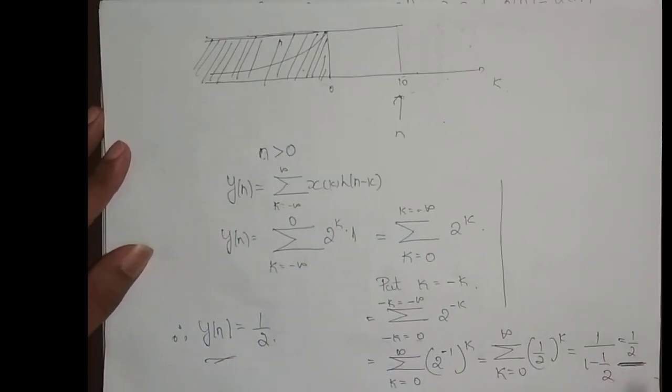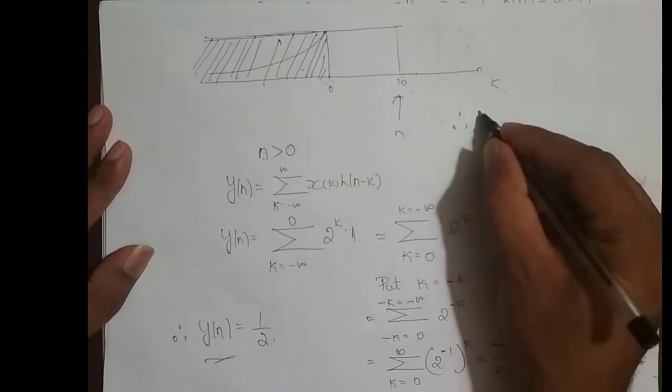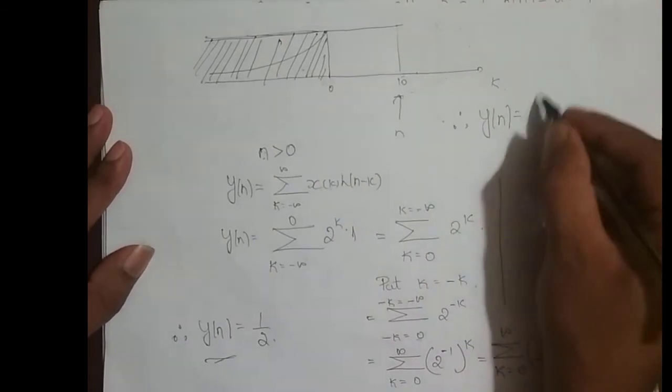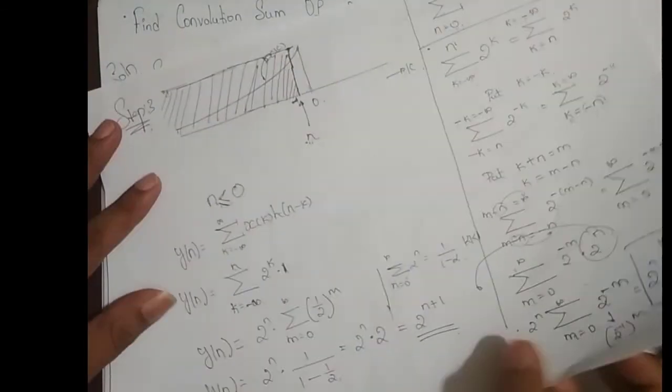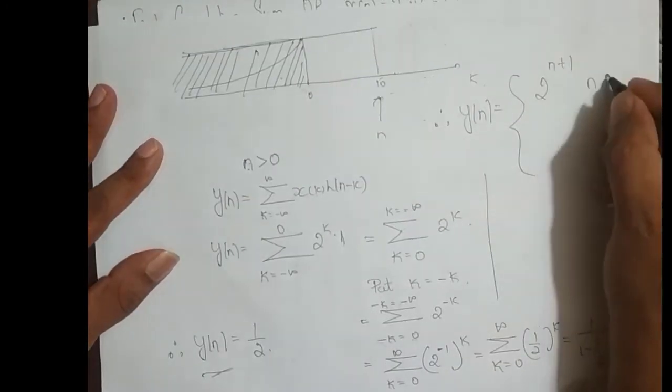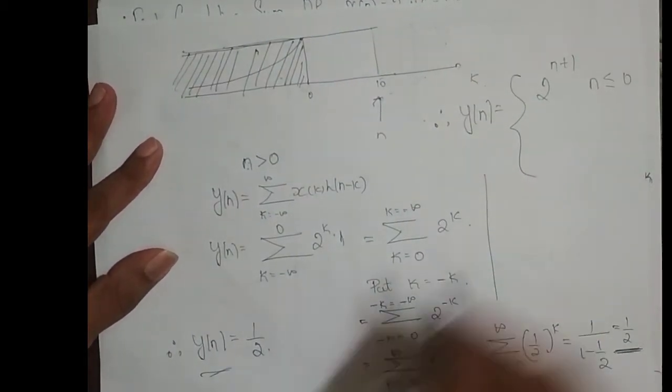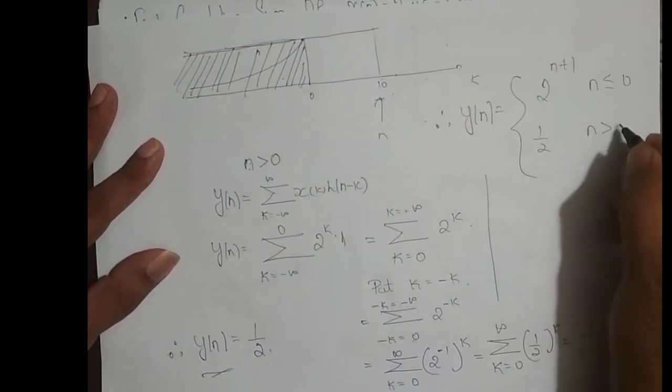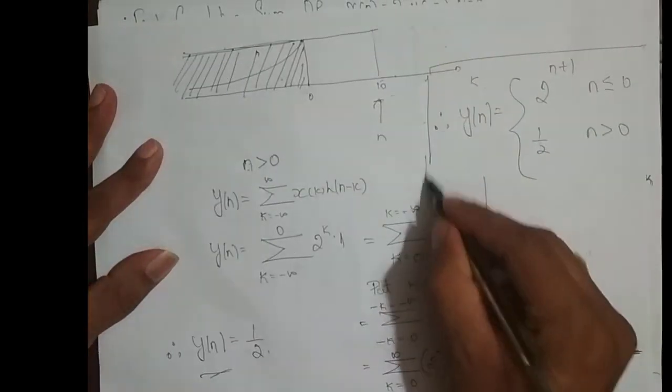Fine. So to sum it up, what is y of n? Y of n is equal to 2 power n plus 1 for n less than or equal to 0, and it is 1 by 2 for n greater than 0. So this is the output of the system.